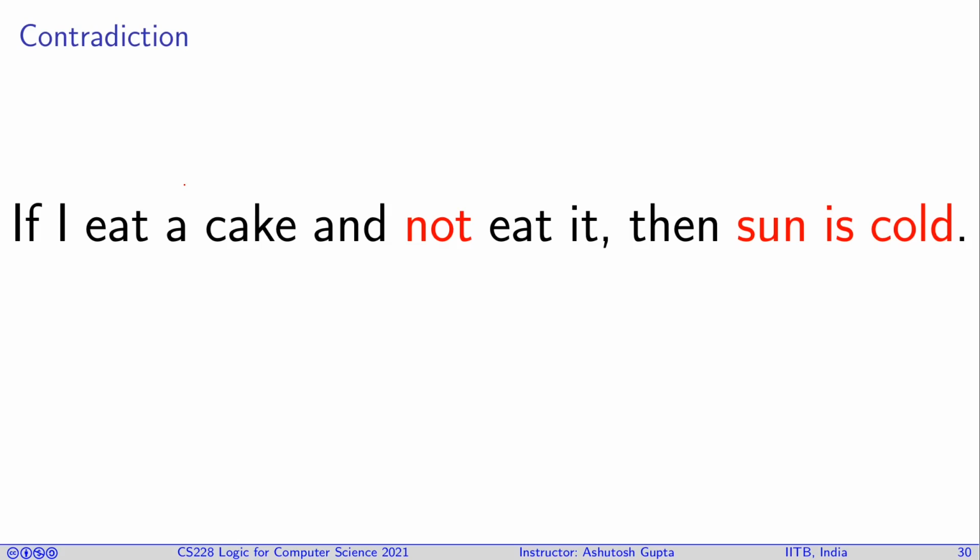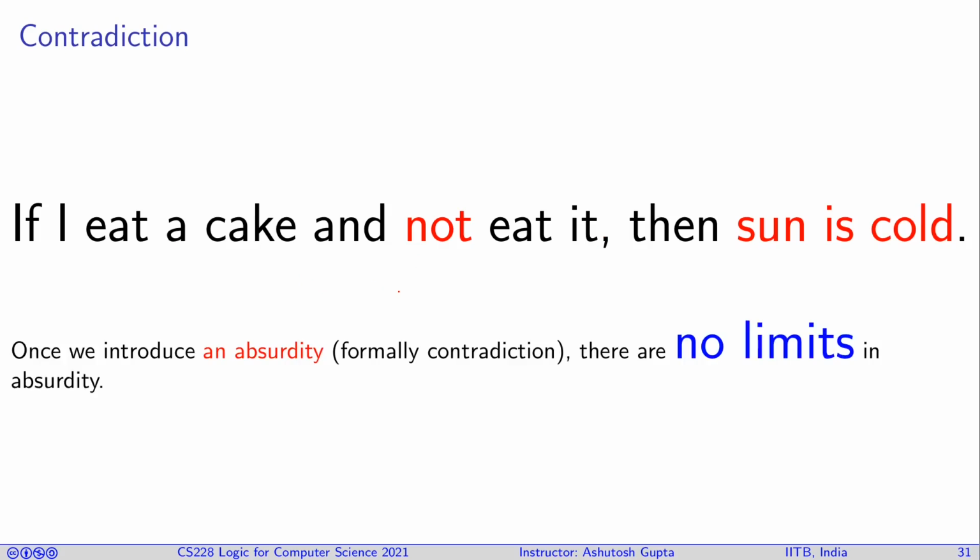When the situation is like that, it's immediately false. For example, if I say I eat a cake and not eat it at the same time, that means this is absurd, and then the sun is cold. Right? So what it's trying to say here is that once you introduce absurdity in your system, which is the left hand side is absurd, then you can imply anything. Okay, and that's what needs to be proven.